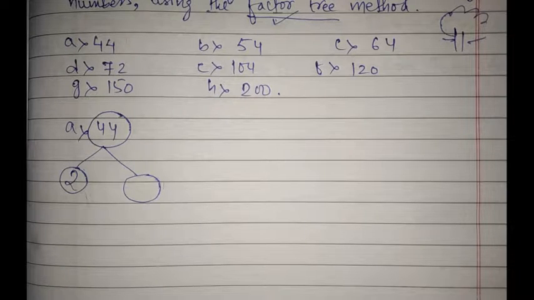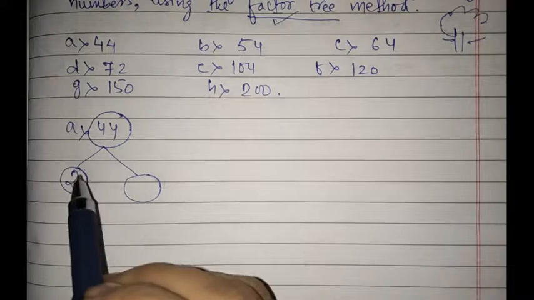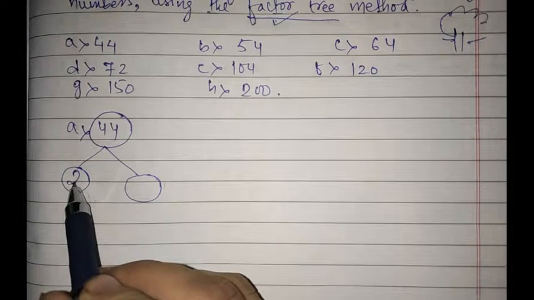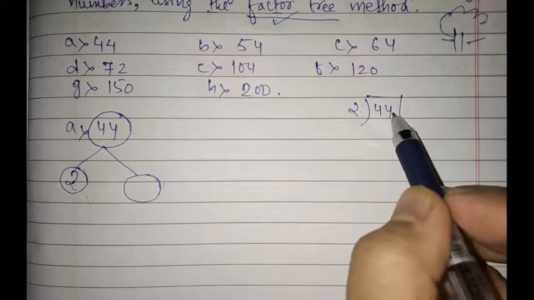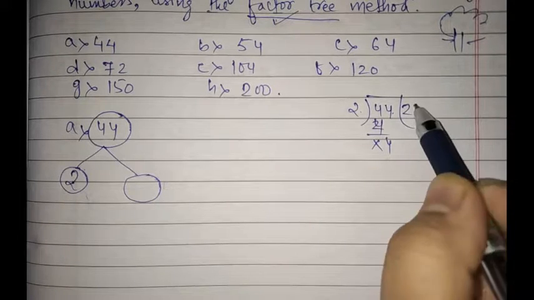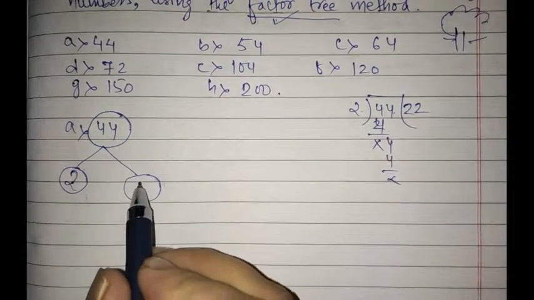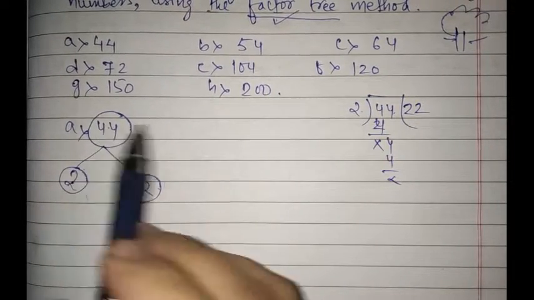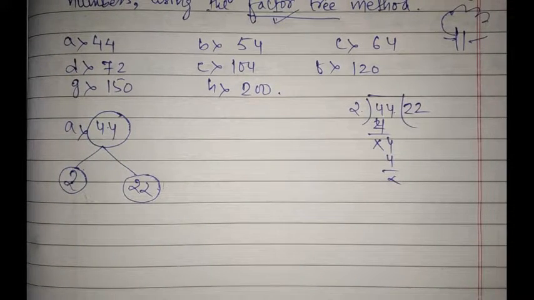There is another way to find the prime factorization, that is the division method, which I am going to do in the second question, not in this question. So we will divide with the smallest prime number, that is 2. 44 divided by 2 is 22, since 2 into 22 is 44, right? This is the first step of the factor tree for finding the prime factorization.